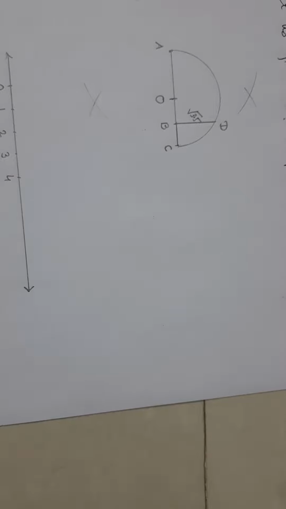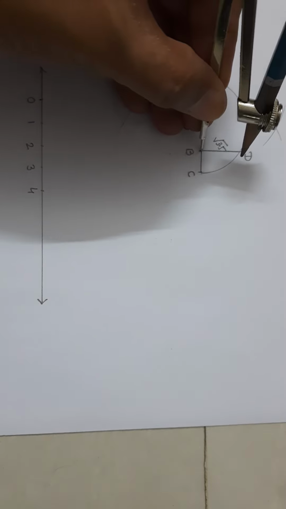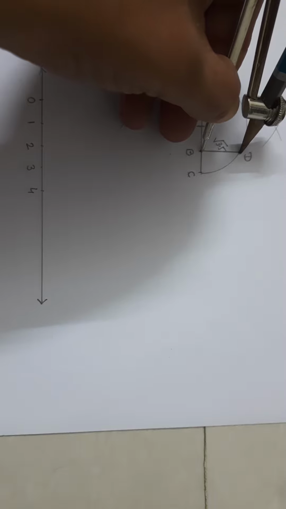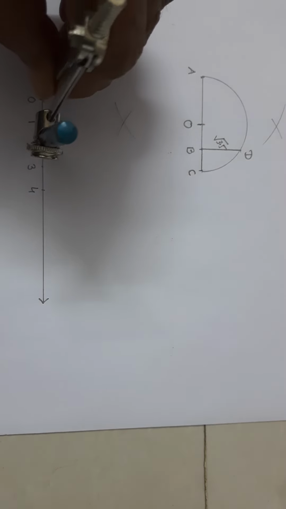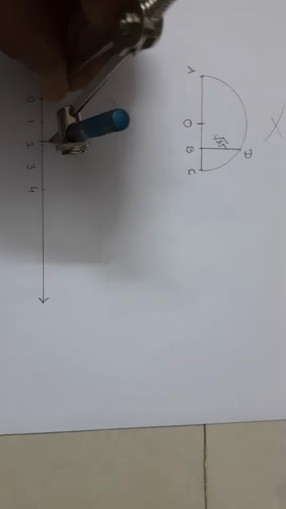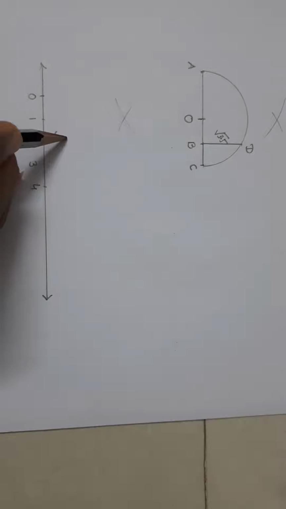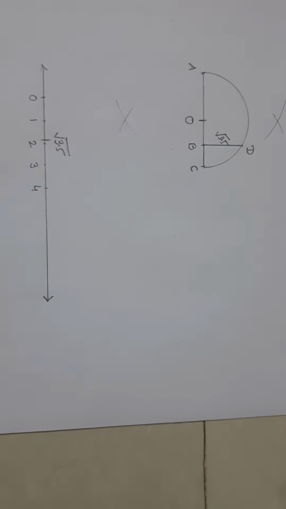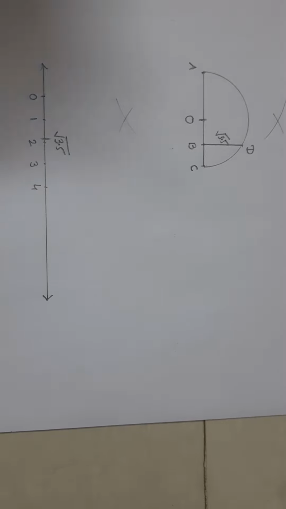Now if you want the length of root 3.5, then we will measure BD. So see what I measure. I measure BD. This is BD, and that BD I am taking from O. So here is a point which we can call the length of root 3.5. This is how we represent root 3.5 geometrically.